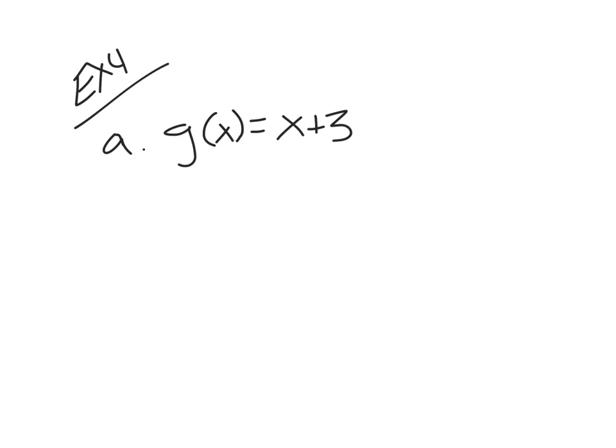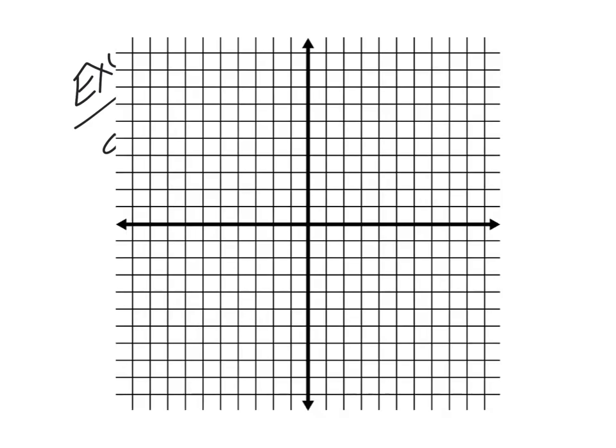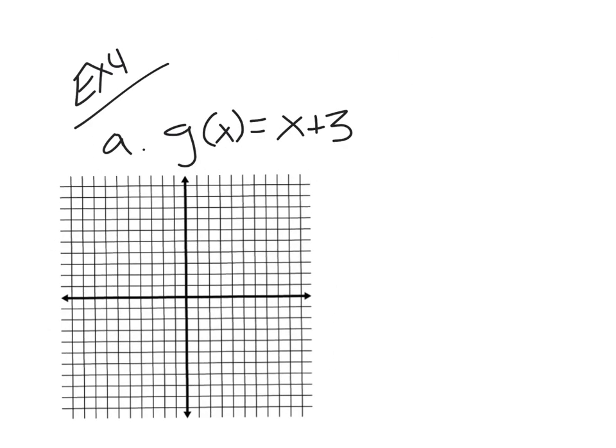So let's graph this. Let me grab a graph. So what's my y-intercept? 3. So I'm going to go up to 3 and put a dot. What's my slope? 1. Up 1 over 1. And graph it. That's it. We're going to compare it to this next one.